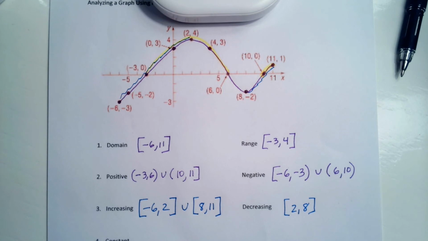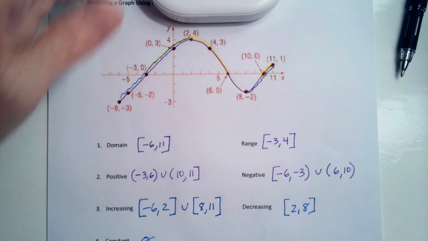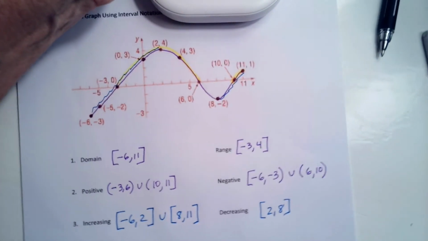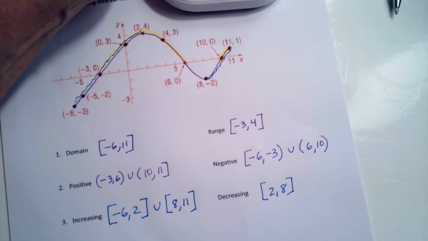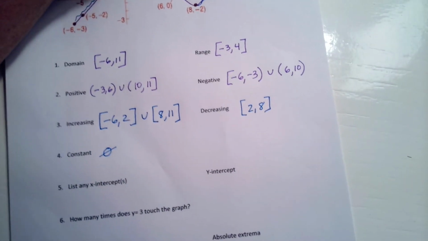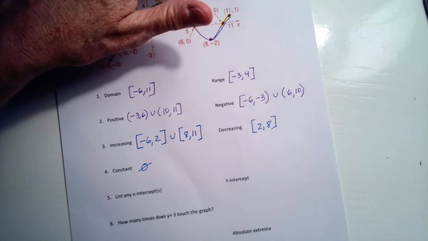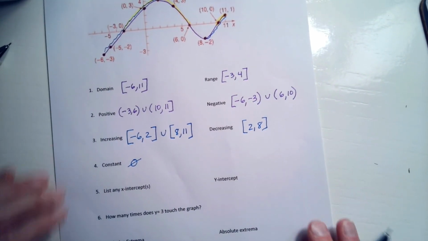The graph here is not constant over any interval, so I'm going to put does not exist. It's hard to show you this. I have to move my camera, sorry gang. And then we have a few more questions about the graph. It's hard to see the graph and the questions, so bear with me.